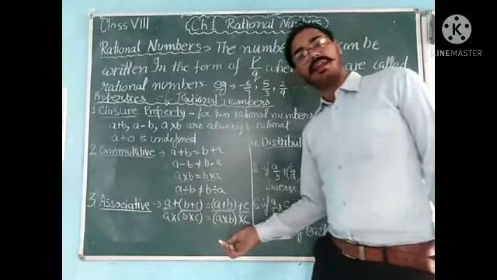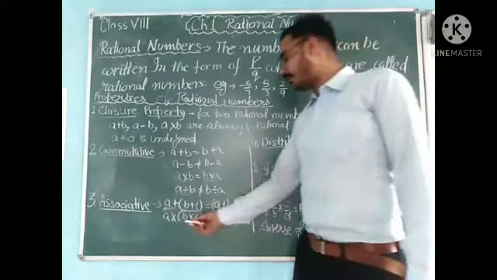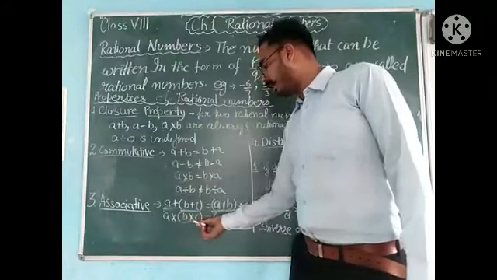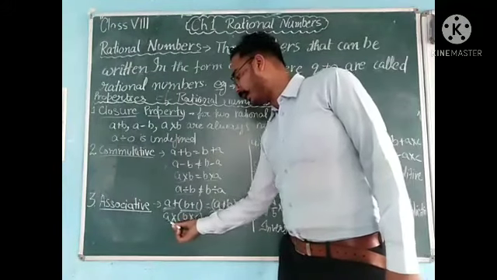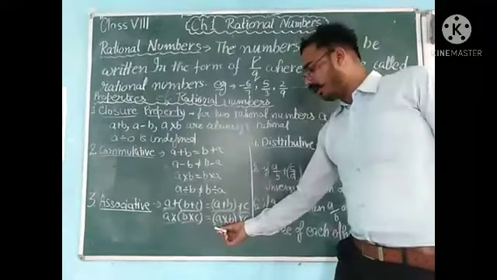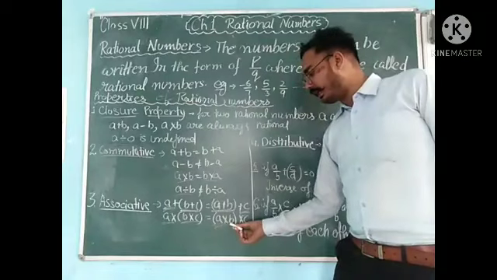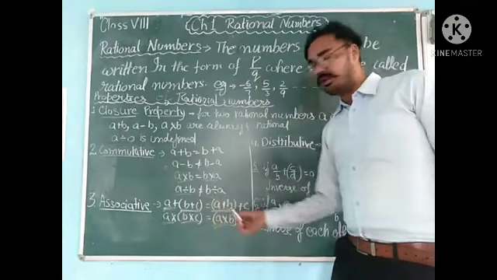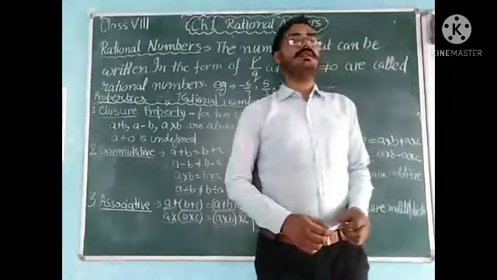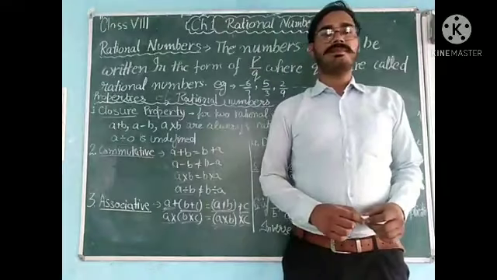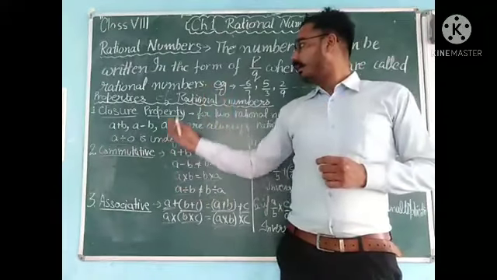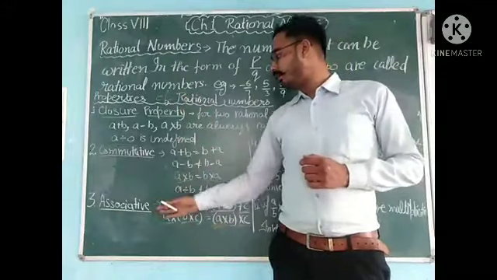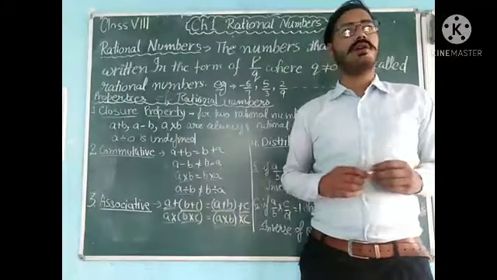And similar is the case of multiplication. In the case of multiplication, if we multiply b and c first and then multiply with a, or firstly we multiply a and b and then c, in both the cases the answer will be the same. That means the rationals are associative under multiplication also.